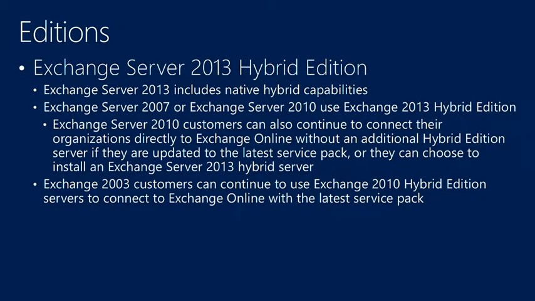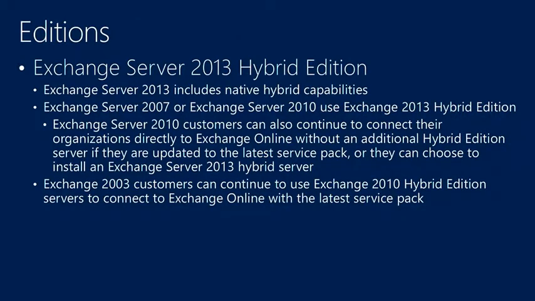Now, the Hybrid edition is there for customers who want to create a hybrid configuration where they have some of their mailboxes on premises and some out in the cloud. The Exchange 2013 hybrid server is actually there for legacy on-premises customers. If you're running Exchange 2007 or Exchange 2010 and you want to establish a hybrid relationship with a Wave 15 tenant in Office 365, then you would use the Exchange 2013 hybrid server. Otherwise, if you're going to be a pure Exchange 2013 environment on-prem, then you don't need the hybrid edition server.